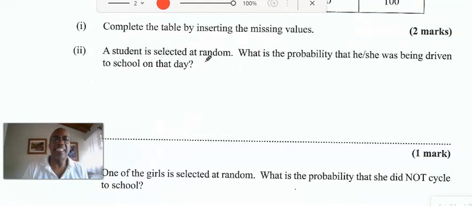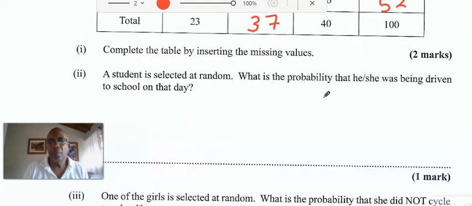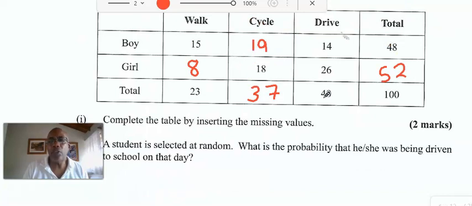A student is selected at random. What is the probability that he or she was being driven to school on that day? So we go back to the table to find out the number of students who drove or were driven to school, and that is 40. 40 students were driven out of a total of 100 students.